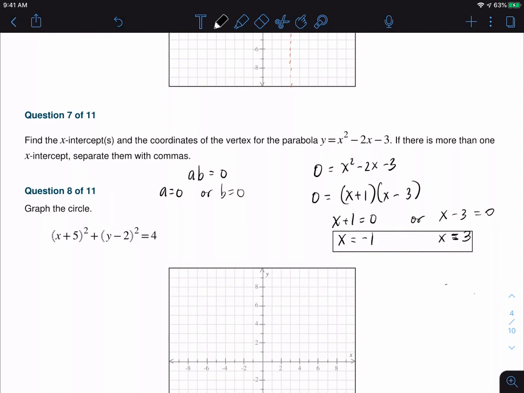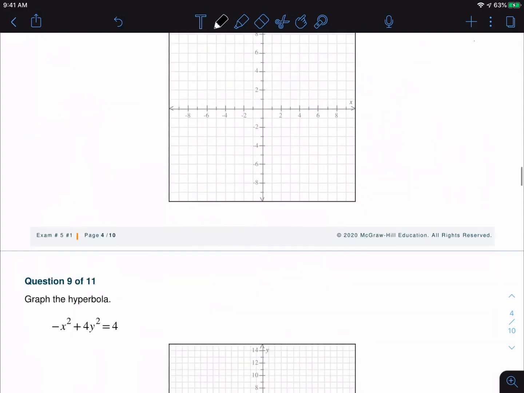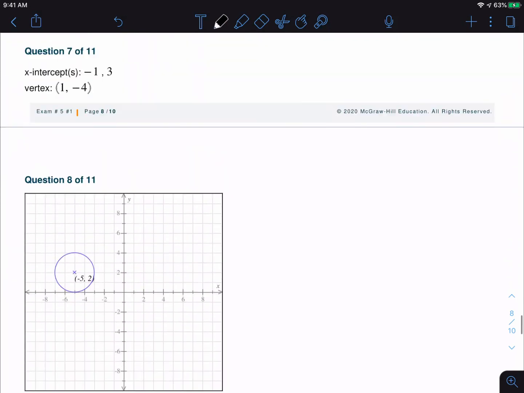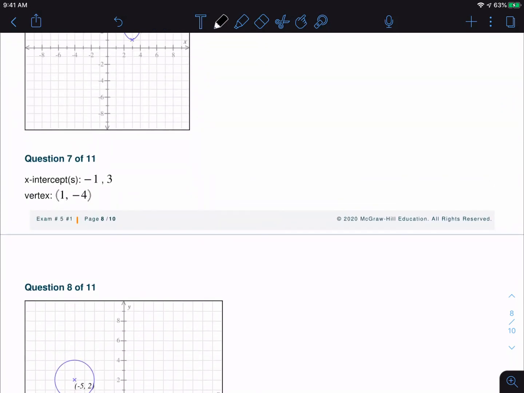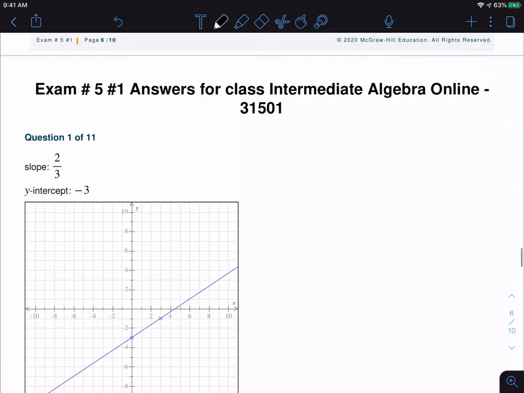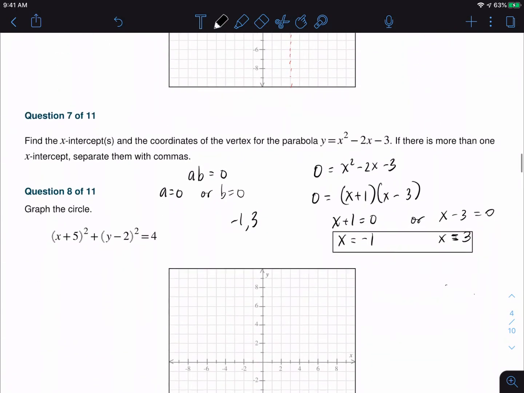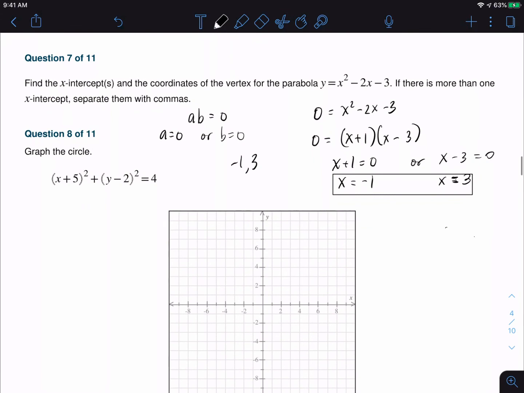So for Alex, you'd probably write it like -1, 3 would be the answer. Let me just check. And that was number 7, right? So yeah, -1, 3. And then let's see, what else did they want for that problem? And then they said separate them. Oh, find the vertex. Okay.